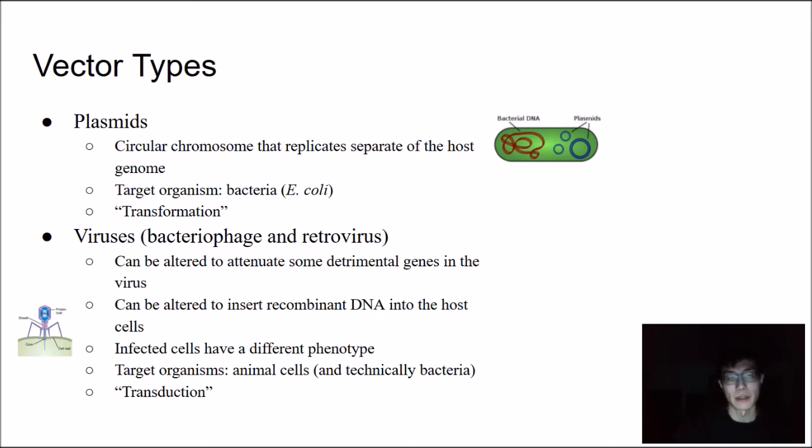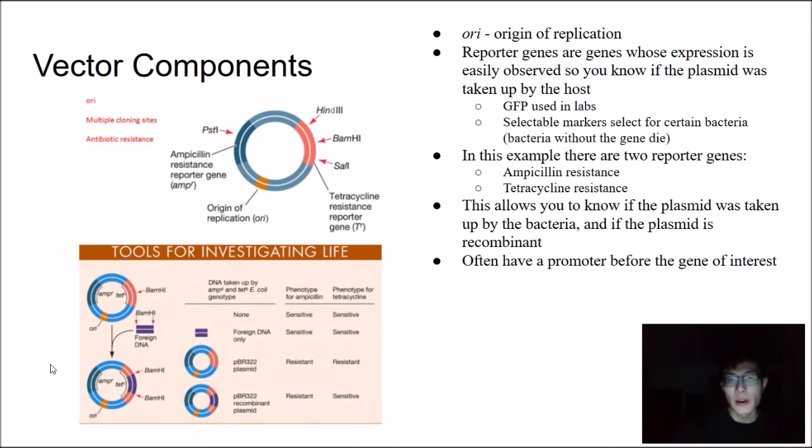So just some vocabulary there. Now, when you take a look at the vector components themselves, for instance, with a plasmid, you need some things within that vector. And the first thing is this origin of replication, which is pretty important, I'd say. You also might want some reporter genes, as discussed, or basically genes whose expression is easily observed, so you know that the plasmid was taken up by the host.